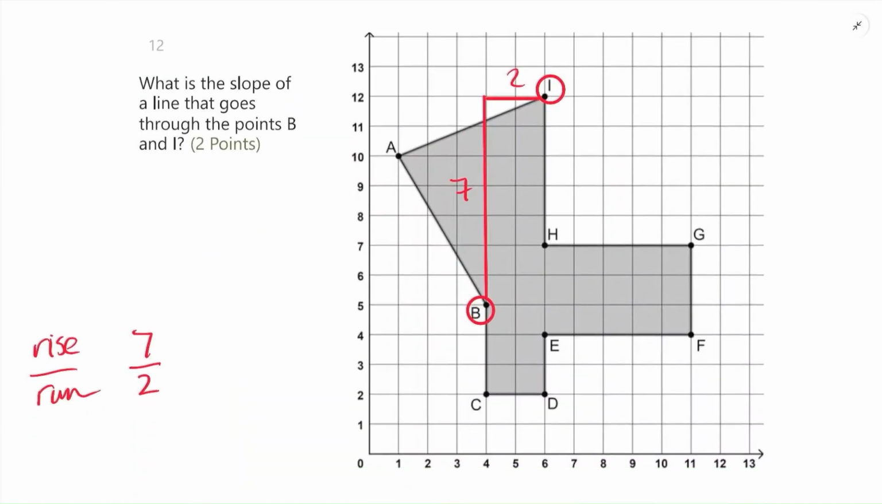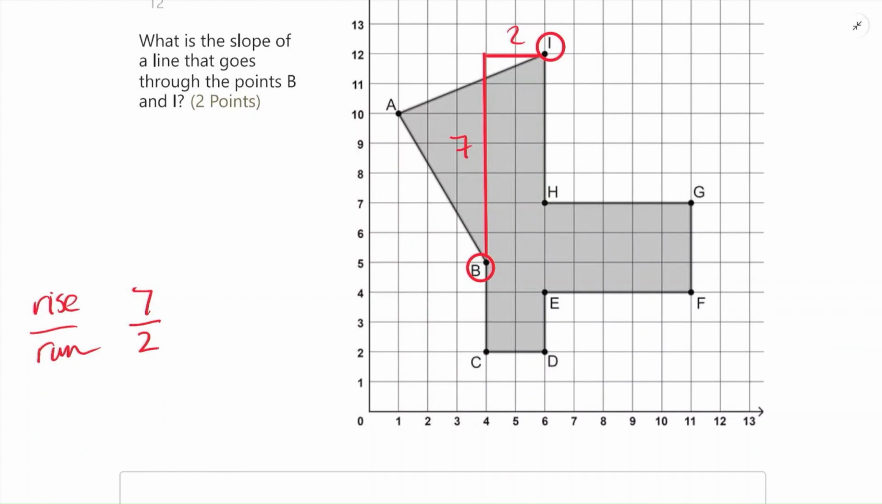Next, what is the slope of the line that goes through points B and I? Well, from here you can see I have a rise of 7 and a run of 2. If I looked at it this way, I could also say go down 7, but then I would be going backwards 2. And if I did that, that's a negative 7 divided by negative 2, which is still positive 7/2. So the slope is still 7/2.